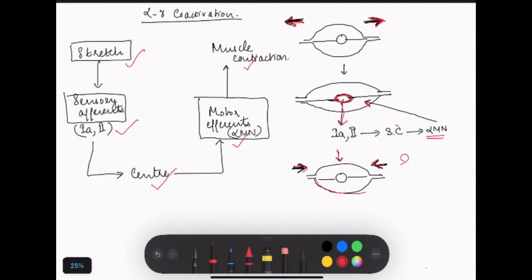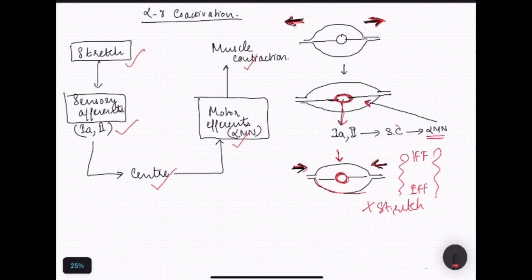So when the muscle contracts, it contracts as a whole. Both the extrafusal fibers and the intrafusal fibers will contract. So this will result in a loss of the stretch. The spindle has to be stretched for the whole reflex to occur. So when there is a loss of stretch, the reflex cannot go on. So what does this mean? There has to be an additional mechanism to ensure that there is a sustained stretch occurring.